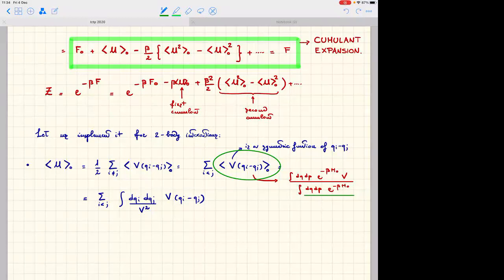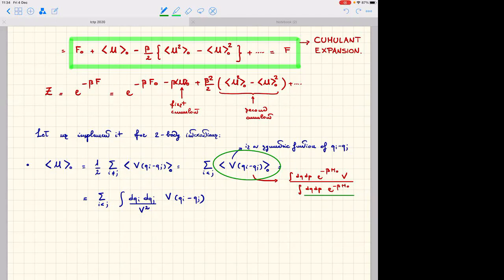Sorry, Professor. The V in the denominator is the volume here, or not? In the denominator is volume squared. How can you get a volume squared?